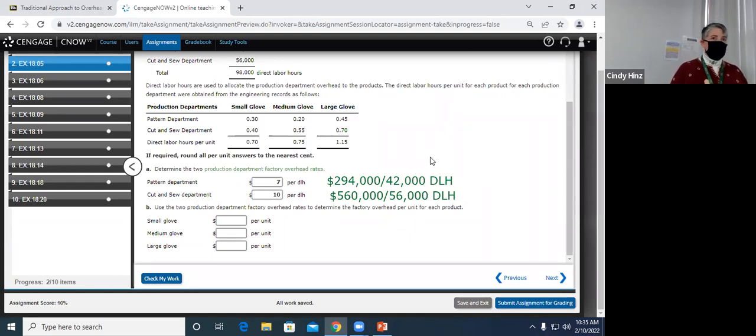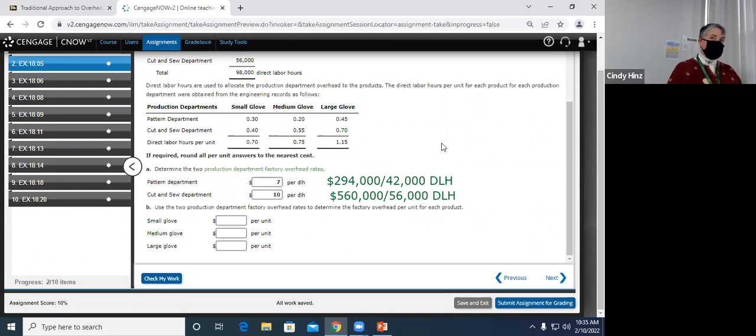All right, everybody good so far? So now we have our rates. You can see that the rates are different for each department. We're still using the same cost driver. Now, do we have to use the same cost driver? Probably not. We could use different cost drivers for the pattern department and the cut and sew department.